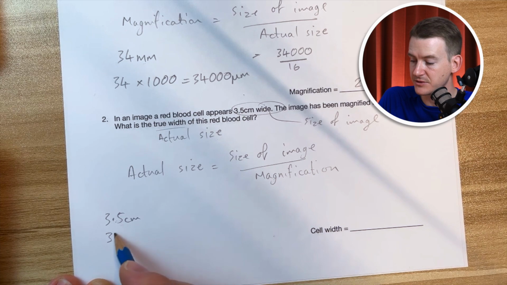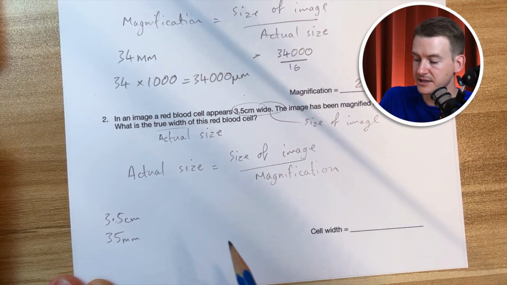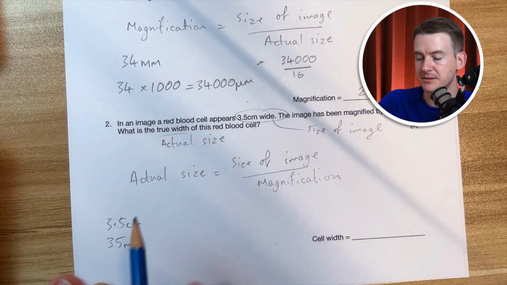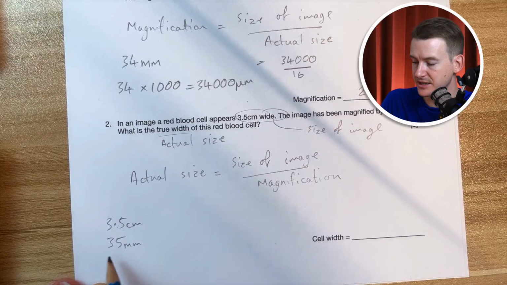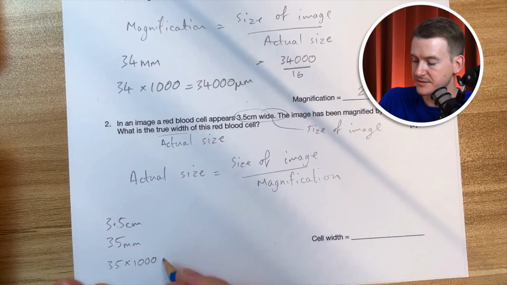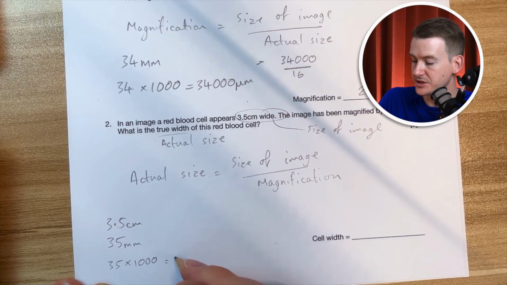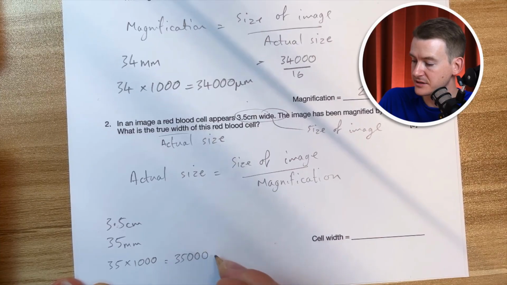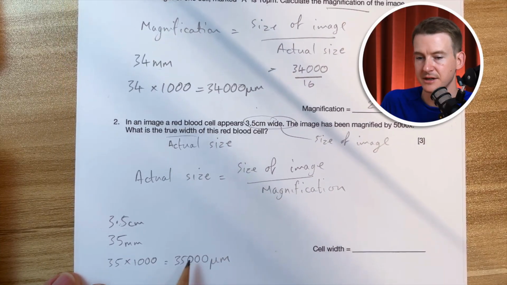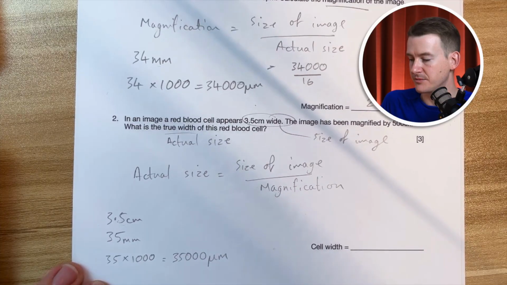3.5 centimeters is equal to 35 millimeters. I don't find it convenient to go from centimeters to micrometers. I'd much rather go from centimeters to millimeters and then to micrometers, because this is a straight conversion to micrometers by timesing by 1,000, which equals 35,000 micrometers.